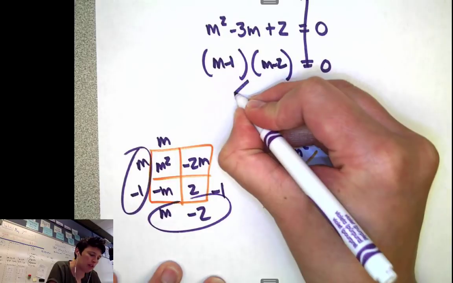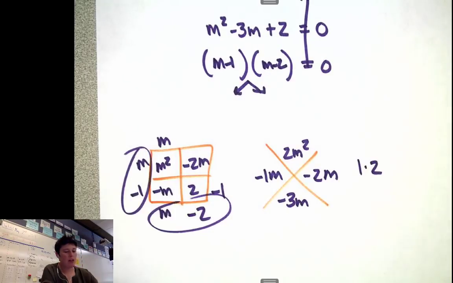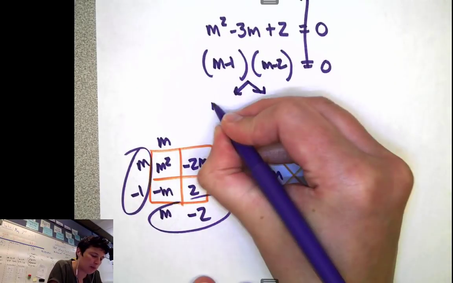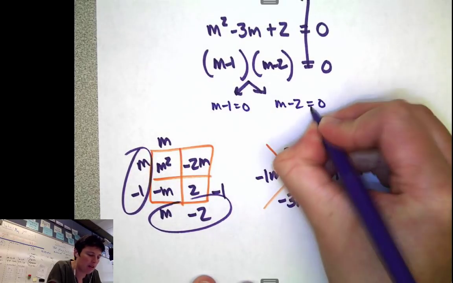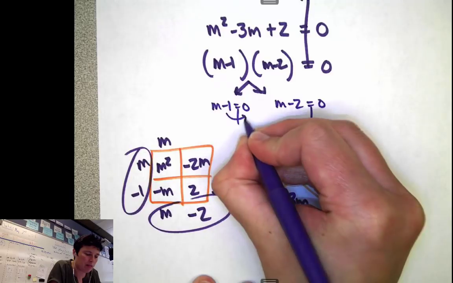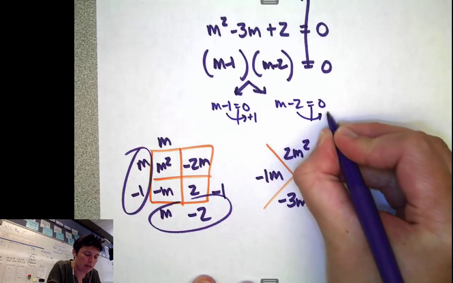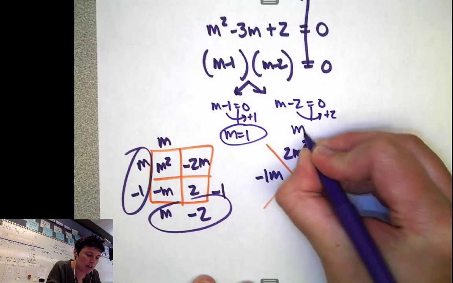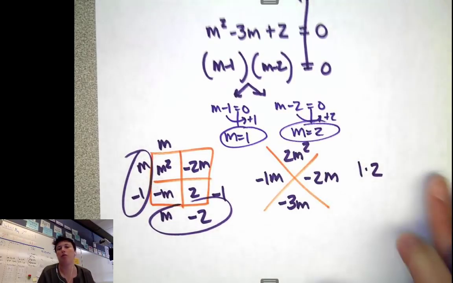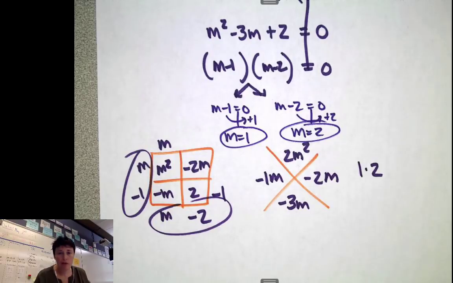I'm going to split these up for my 2 answers. I'm going to have m minus 1 equals 0 and m minus 2 equals 0. And those are going to be pretty simple. I'm going to add the 1 and add the 2 over. I'm going to get m equals 1 and m equals 2. And those are my 2 answers. So hopefully you got the exact same thing. Like I said, I kind of fly through these once I've done a lot of them. So hopefully you're flying through them also.